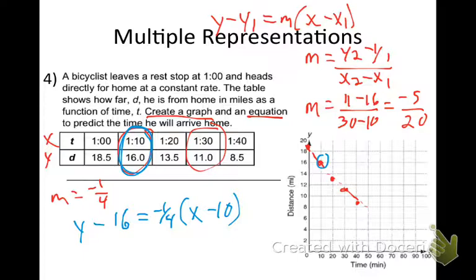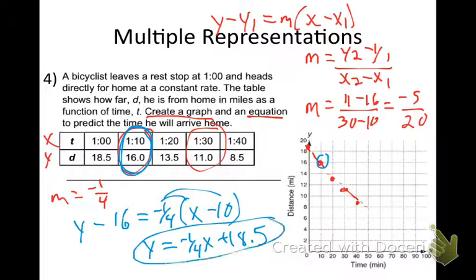So, negative 1/4 x plus 2.5. Yep. So I have to distribute here, right? 18.5. So I get y equals negative 1/4 x. Is it plus 18.5, right? Yeah. So there's my equation. We found the equation, great.